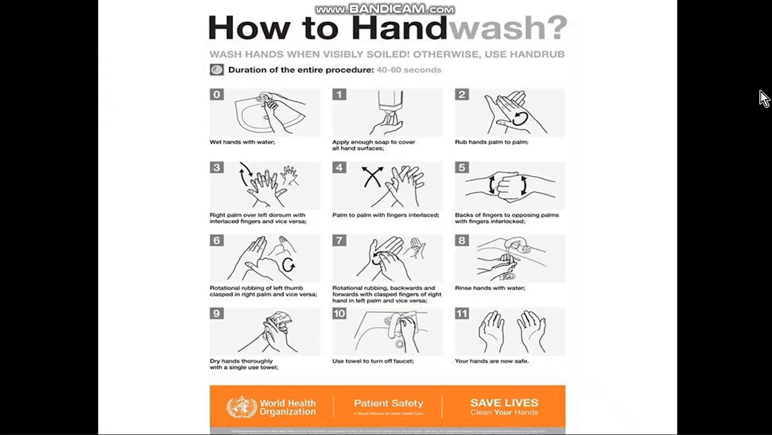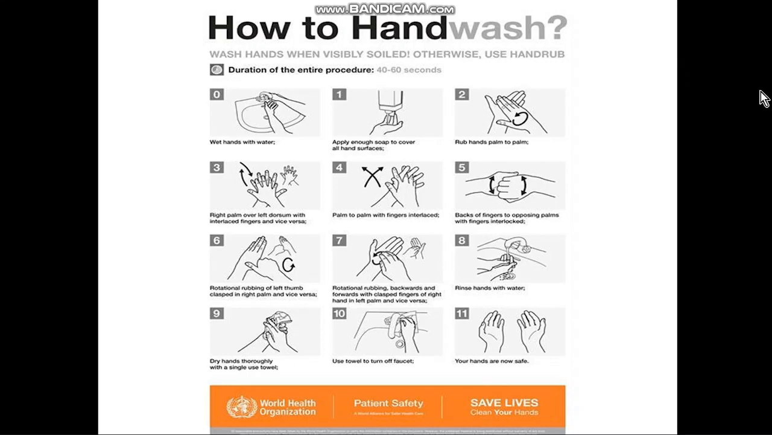So how to hand wash? You can see here, first of all, you have to wet your hands with water. Apply enough soap to cover all the hand surfaces. Rub the hands palm to palm so that lather is produced out of soap.